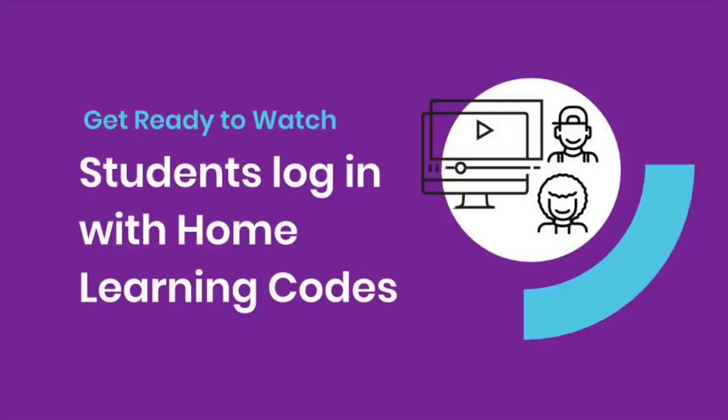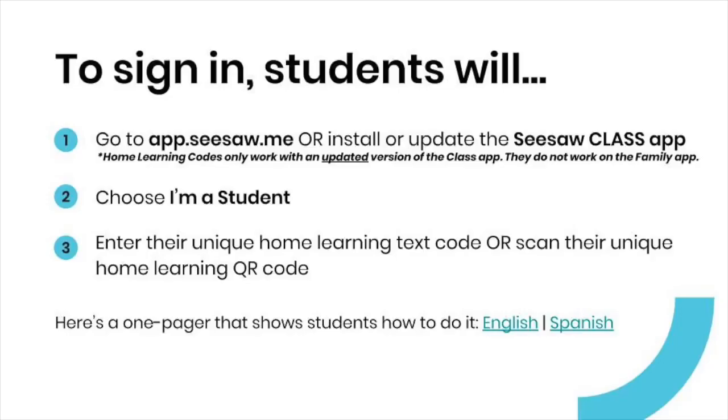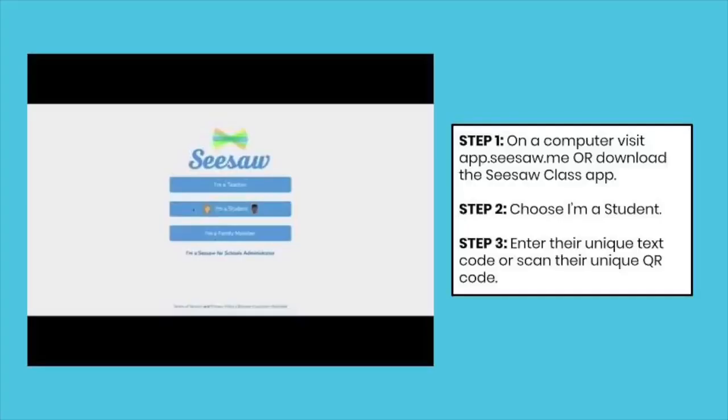Remember, students will be using the Seesaw class app for remote learning. To log in, students go to app.seesaw.me or the Seesaw class app. Make sure students update the class app. The most recent version is required for home learning. Students click I'm a student, then enter the text code or scan the QR code, and they're in. This video shows you what that looks like. Feel free to pause this training and play the video if you want to see more.